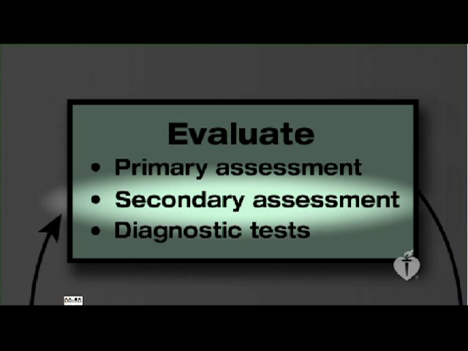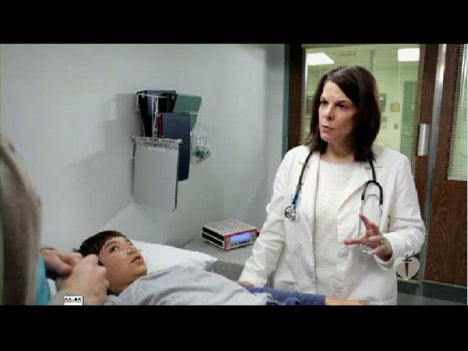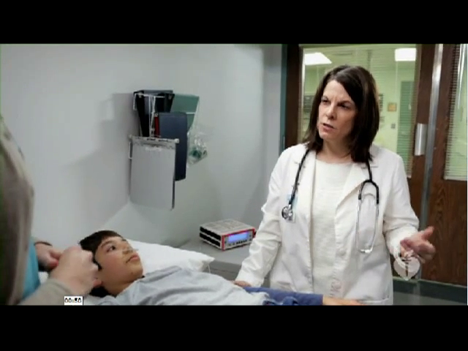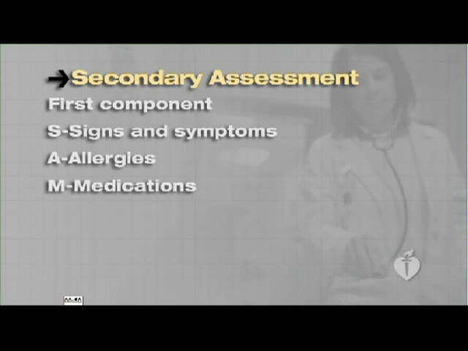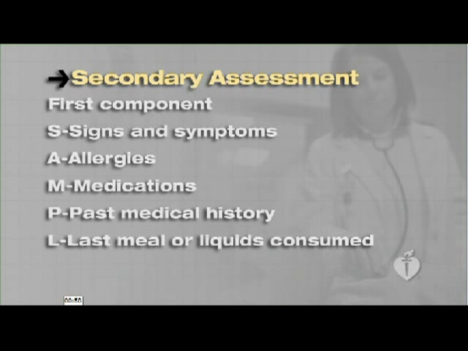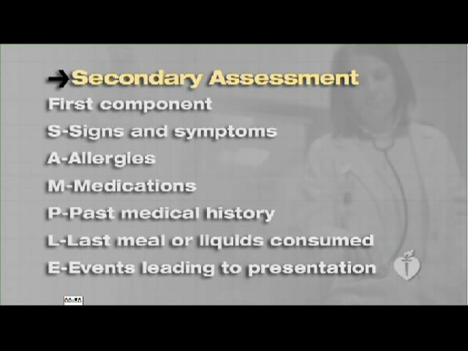Following the primary assessment, you should identify the child's condition, decide what interventions, if any, need to be started at this time, and implement these as appropriate. The secondary assessment consists of two components. The first component is a focused history which can easily be remembered by using the mnemonic SAMPLE, which stands for signs and symptoms, allergies, medications, past medical history, last meal or liquids consumed, events leading to the presentation.